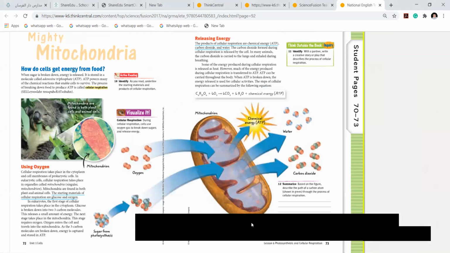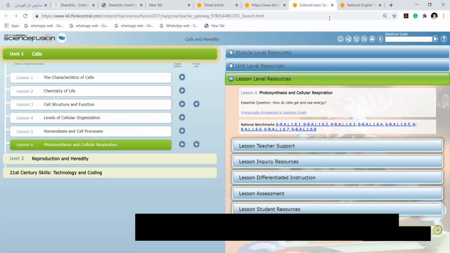I can just directly show you the video now. And tomorrow I'll start with cellular respiration. That is exactly opposite to the... Now, girls, before showing the video, I want to show you the virtual lab.